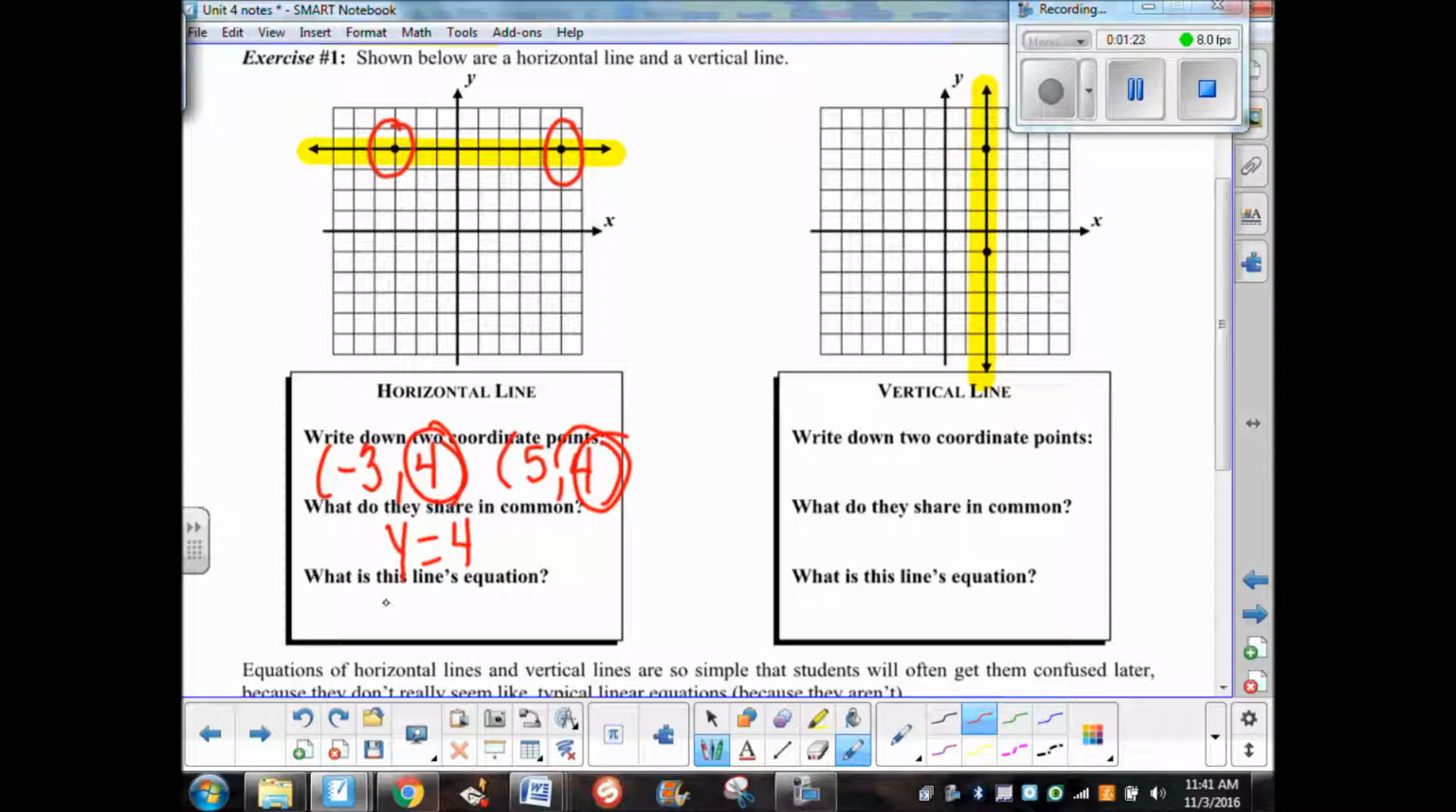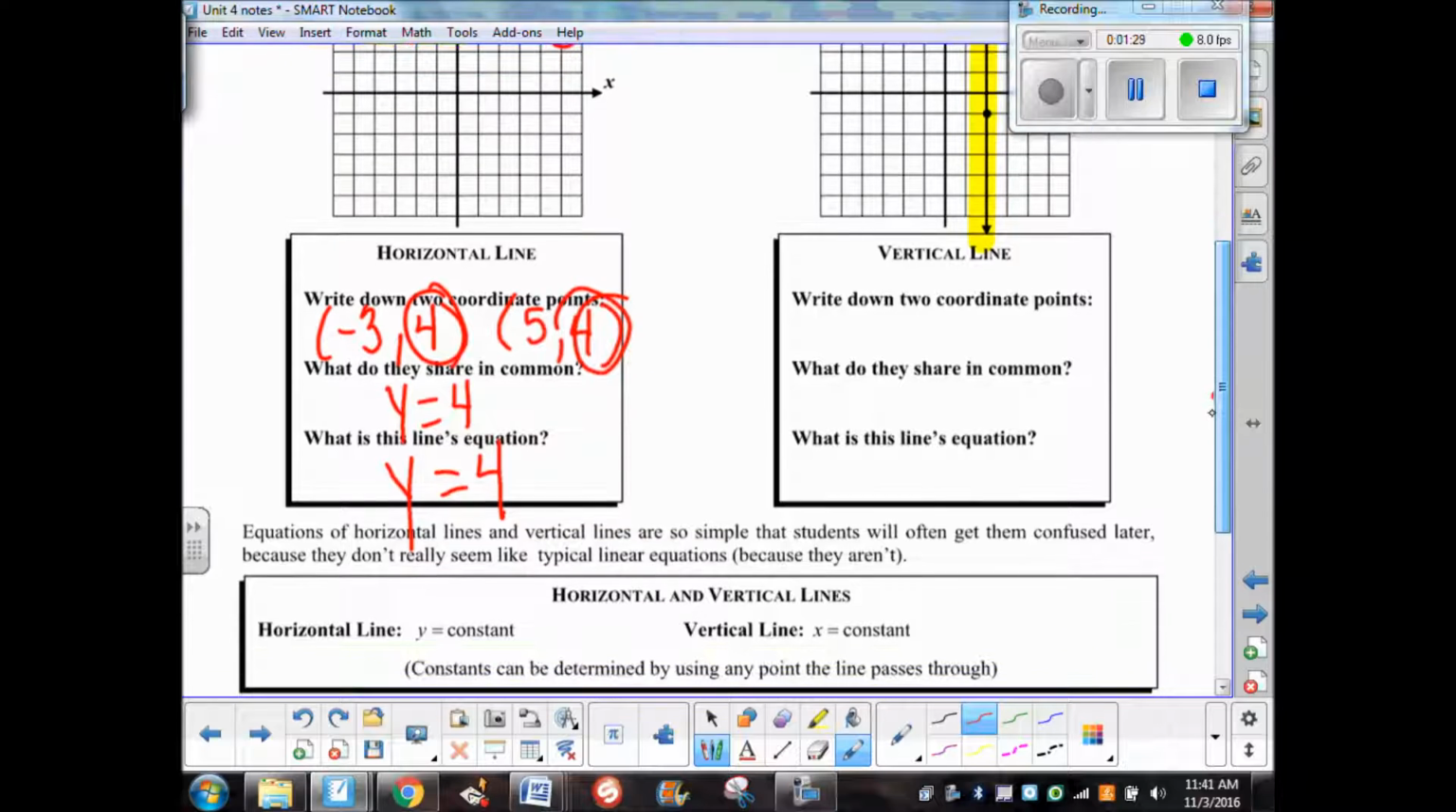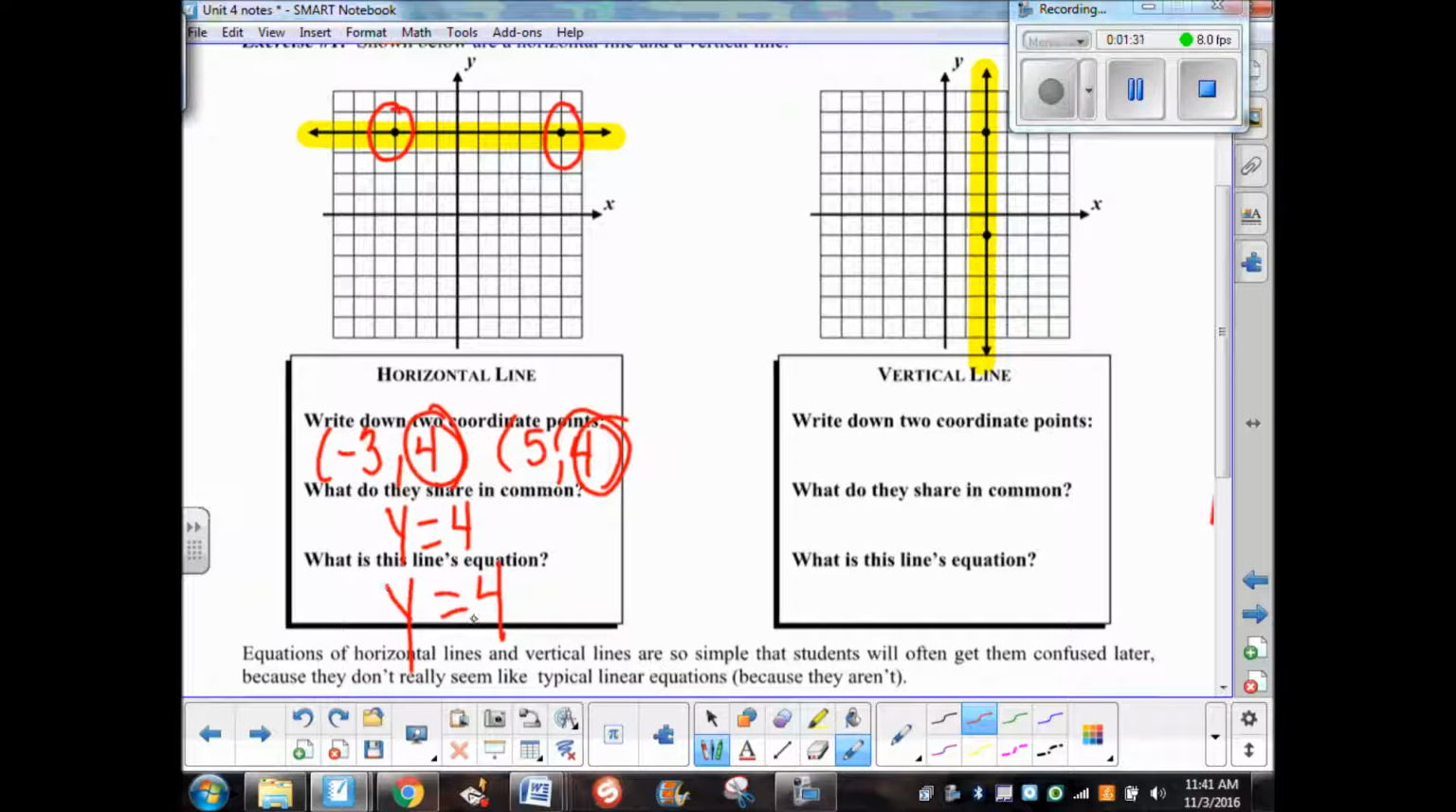So what is this line's equation? It's y equals 4. There's no x in that equation because that line never touches or never intersects the x-axis. It has a slope of 0, okay? A 0 slope to it.